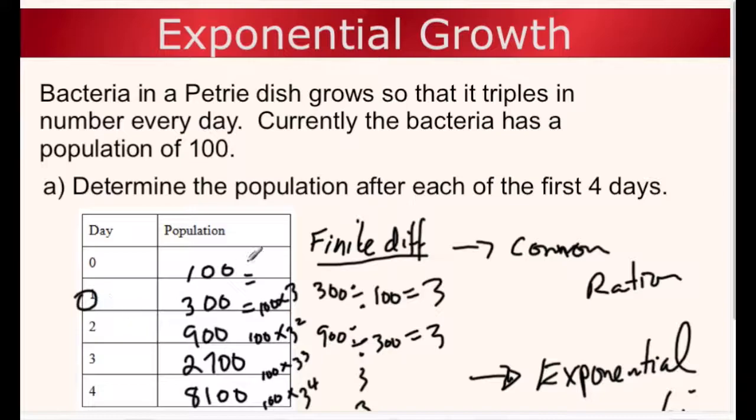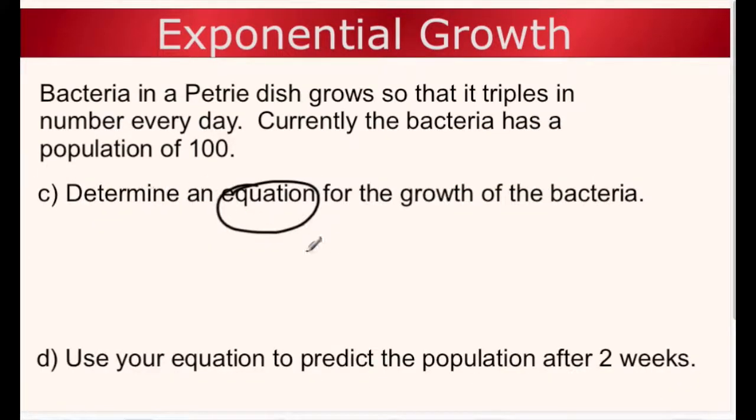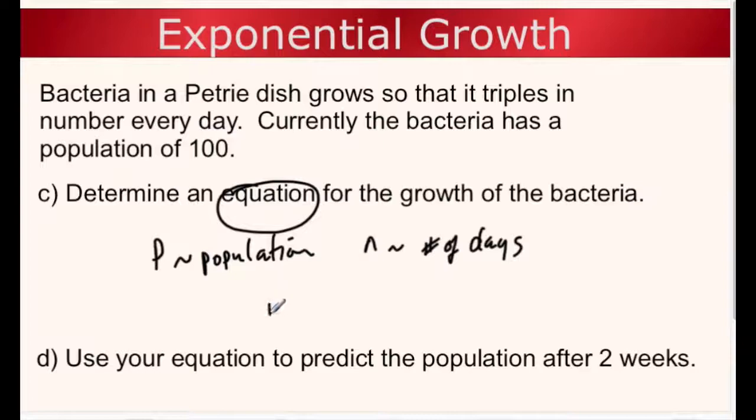If you notice, there's a 1 here, it's 3 to the 1. A 2 here, it's 3 squared. A 3 here, it's 3 to the power 3. So notice we could write an equation here, because the only thing changing is the exponent, which is the exact day number. So if I let P be the population, and I let, say, N be the number of days, then I could write an equation for the population.